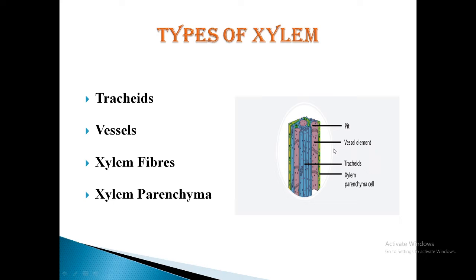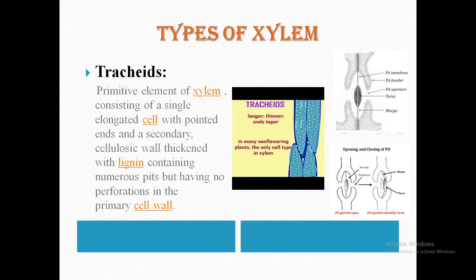Fibers are principally not concerned with the transport of water, and to some degree they give support. Then tracheids: these are the fundamental cell type in xylem. They are elongated, tube-like, and have tapering, rounded end walls. They have a lignified wall with bordered pits.